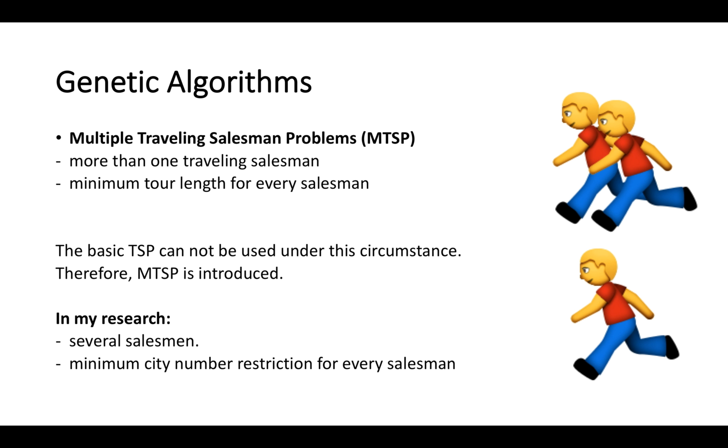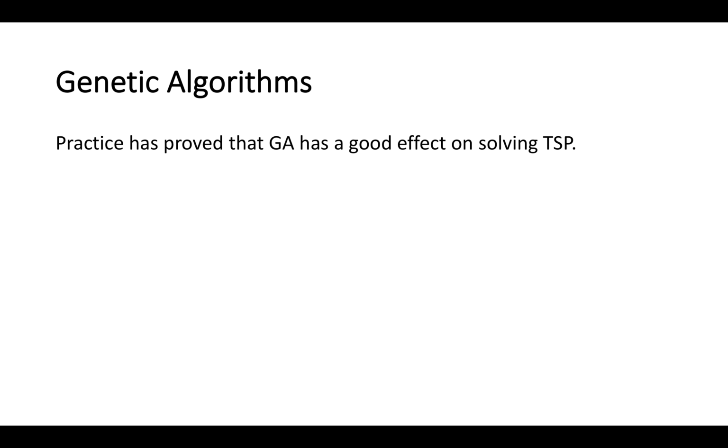In my research, I changed the single salesman condition in the basic traveling salesman problem into several salesmen. The minimum city number restriction that each salesman must go through is used. Practice has proved that genetic algorithm has a good effect on solving traveling salesman problem and other combinatorial optimization problems.